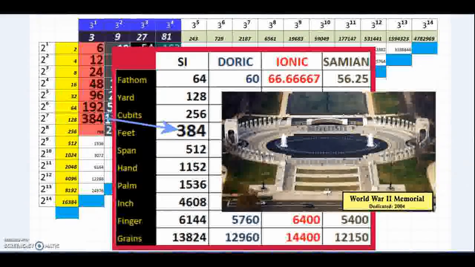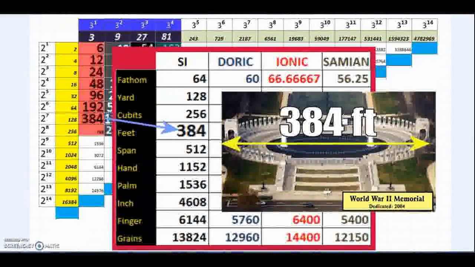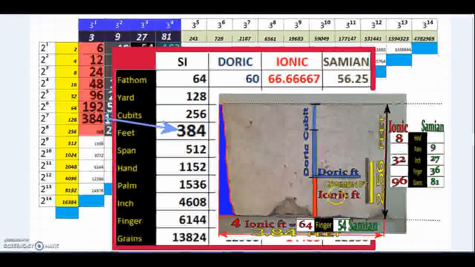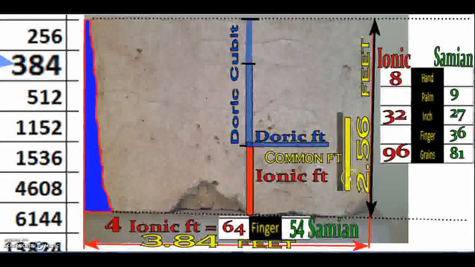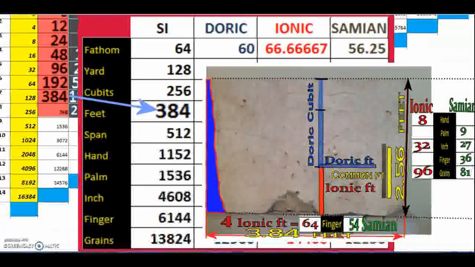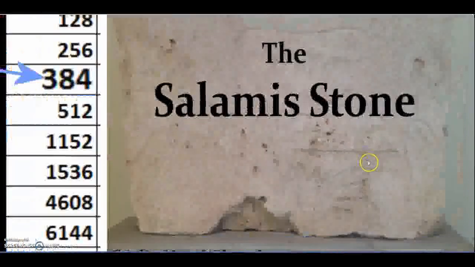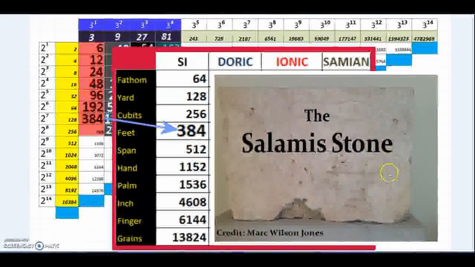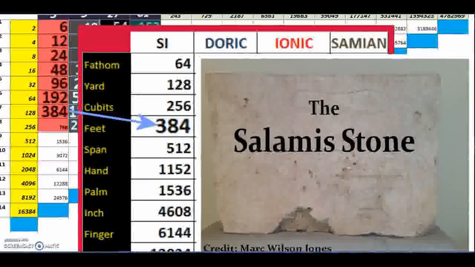This is a World War II memorial in Washington, 384 feet. This is a Salamis stone. The stone itself, well, it's at a 2:3 ratio, and it also incorporates the Doric, the Ionic, the Samian, as well as here we see the modern English foot being represented in the Salamis stone. So the foot here, that's it there. That is the modern foot that we know, and this is from the Salamis stone at least 2,500 years ago.